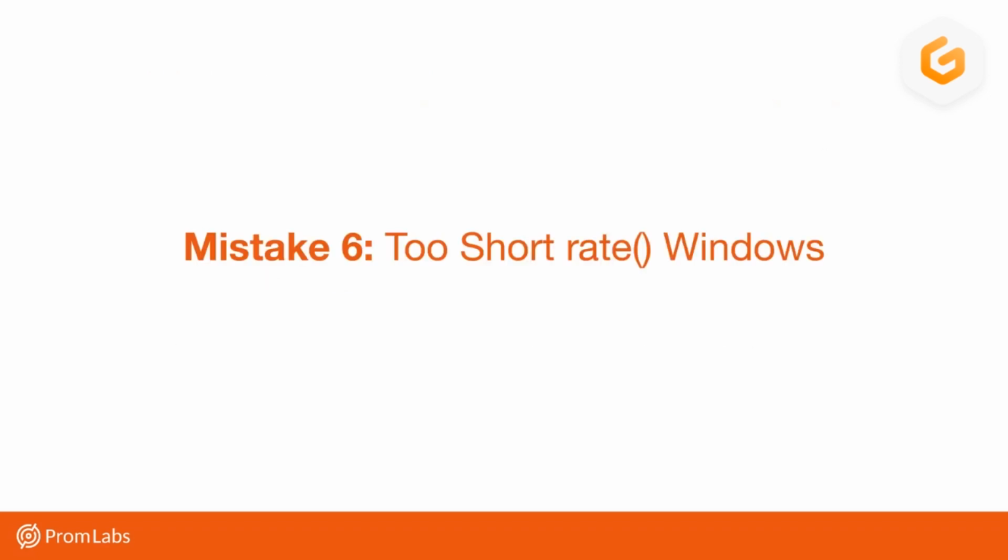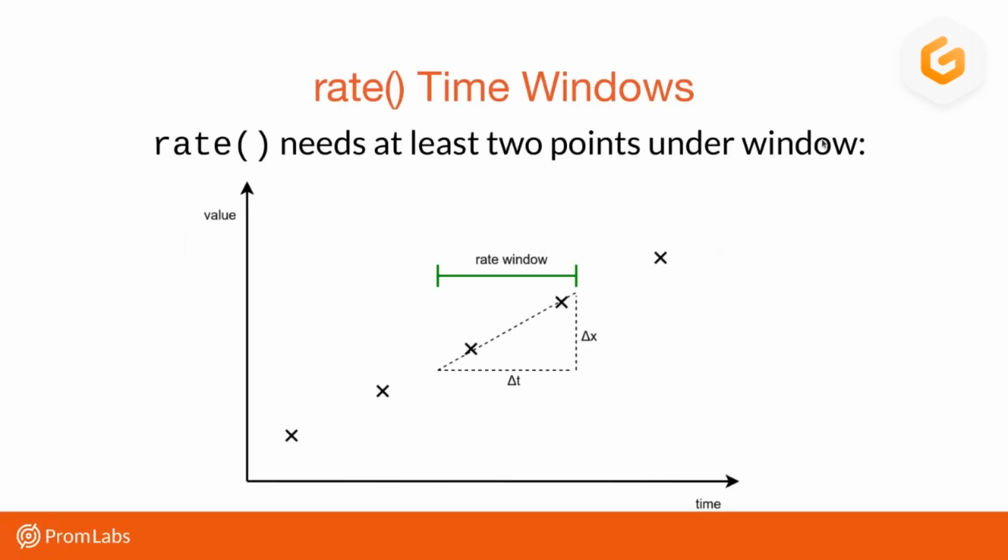And the last point here, mistake number 6: too short rate windows. The rate function is the most popular function in the PromQL world, because a raw counter value is never useful. You have this raw counter just going up, and the absolute value just depends on whether it started 5 minutes ago or a year ago. It will be wildly different. So you always want to know how fast your counter is currently going up over some kind of moving window, and that's what you use the rate function for.